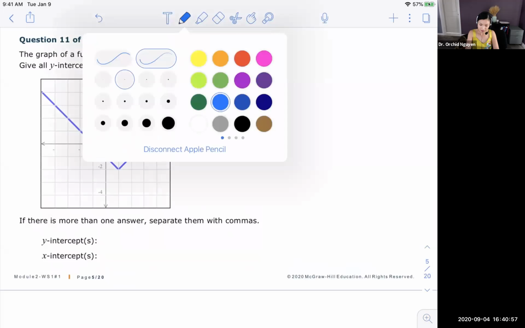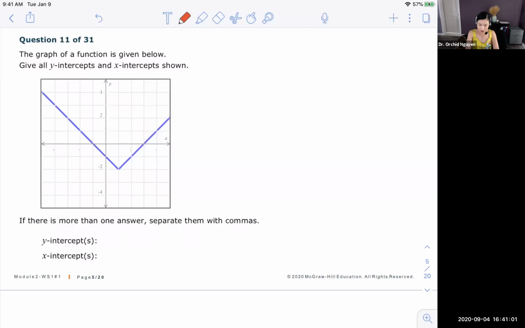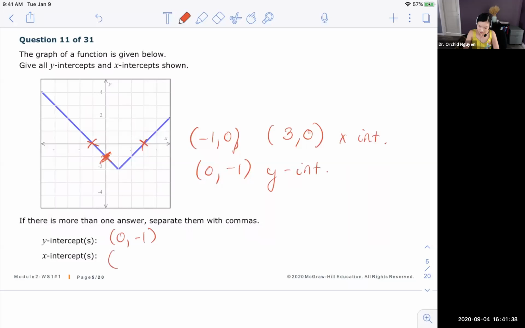So you see right here, the x-intercept is where we cross the x-axis. So in this case, it is negative 1, 0, and 3, 0. The y-intercept is right here. The y-intercept is negative 2, I'm sorry, negative 1. So we have 0, negative 1 for the y-intercept. So we have 2 points for the x-intercept and 1 point for the y-intercept.